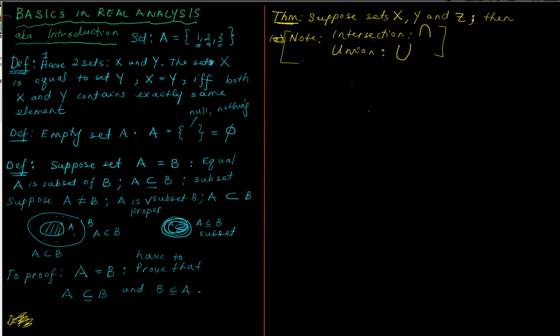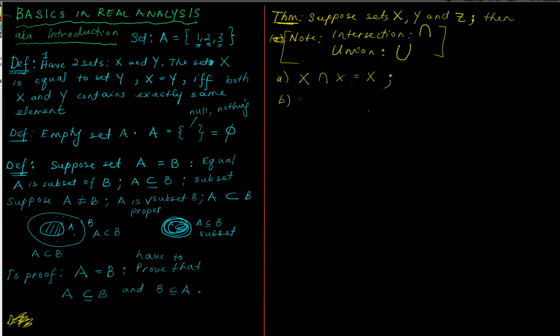So now suppose we have three sets, X, Y, and Z. Then we can say that set X intersection with set X is going to give me X itself. The same thing will apply for union. Let's do intersection first. This is called, I believe, idempotent.